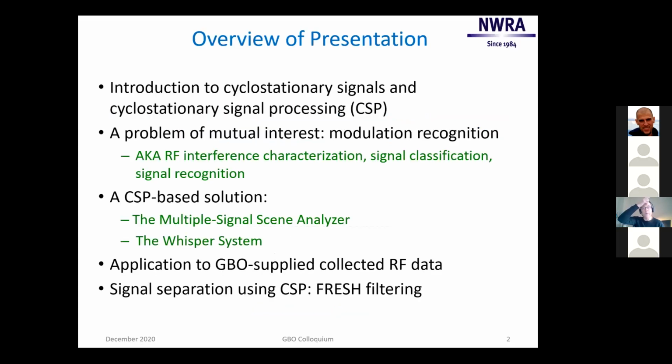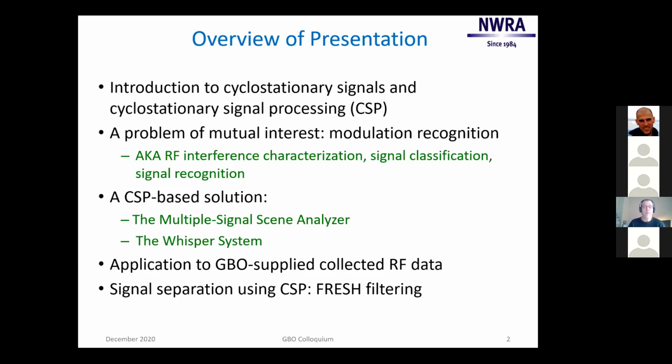So here's where I'm going to go with this presentation. First, an introduction to CSP with a little bit of math and some mathematical concepts that are illustrated with cartoons. Then we'll talk about the problem of interest, this modulation recognition problem, which goes by a bunch of different names: signal classification, automatic signal classification, signal recognition, RFI characterization, etc. They're all pretty much the same problem. Then I'll sketch my solution, which I call the multiple signal scene analyzer. The Whisper system is an embodiment of the MSSA that has hardware and acquisition capabilities.